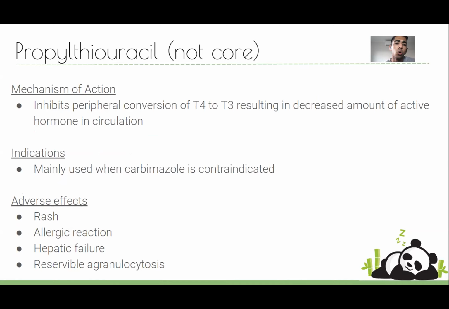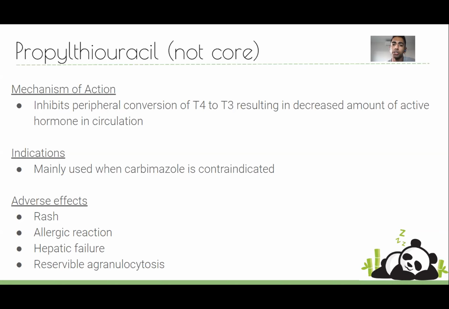Propylthiouracil. So this isn't really a core drug, but I thought I might put it because it's pretty important. But again, it's going to be used for treatment in our hyperthyroidism, and it's going to inhibit our peripheral conversion. Because imagine a lot of our T3 is coming from our T4, so we're inhibiting the conversion of that. We're going to be reducing a lot of the impacts of our thyroid hormones. And we mainly use it when carbimazole is contraindicated, because it doesn't cross the placenta. And that's probably the main two important points to know.